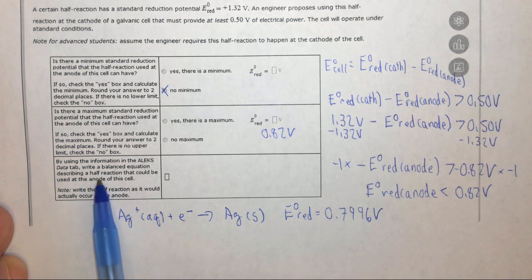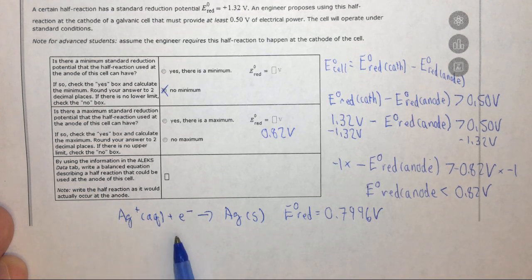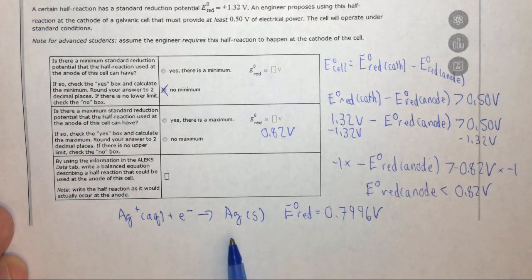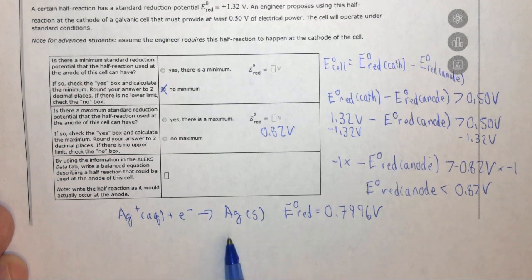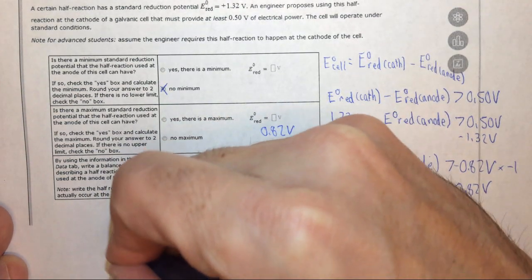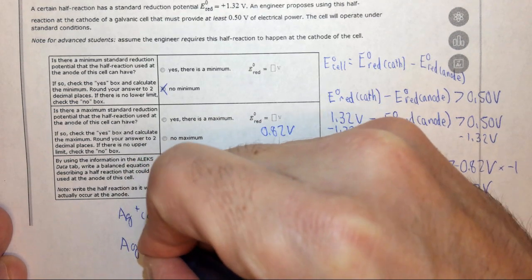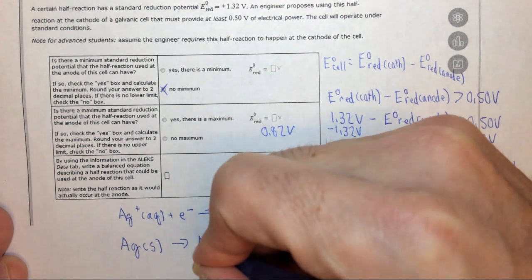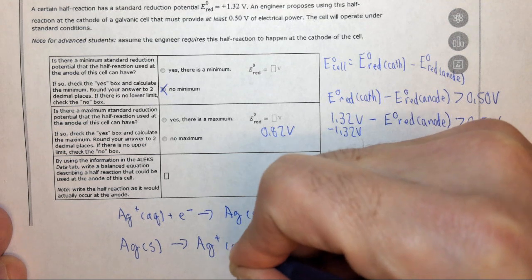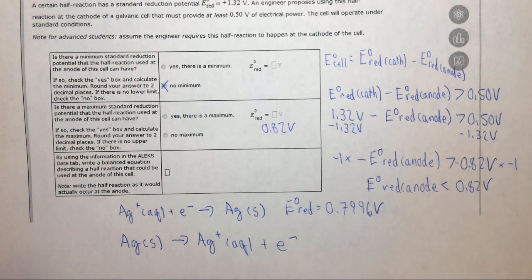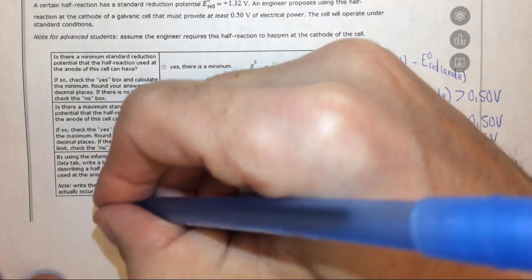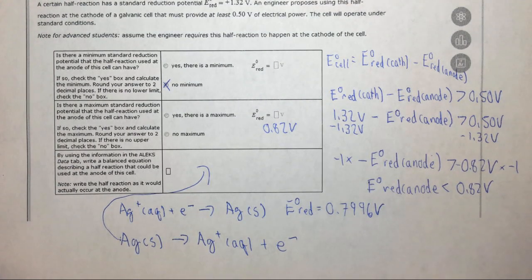However, we need the half reaction that's occurring at the anode. This is a reduction reaction. At the anode, oxidation is occurring. So it's not actually this reaction that's occurring. Of course, it's the reverse of this reaction: Ag solid yields Ag plus aqueous plus an electron, because oxidation occurs at the anode. So we need the reverse of the reduction reaction because we are looking at the anode.